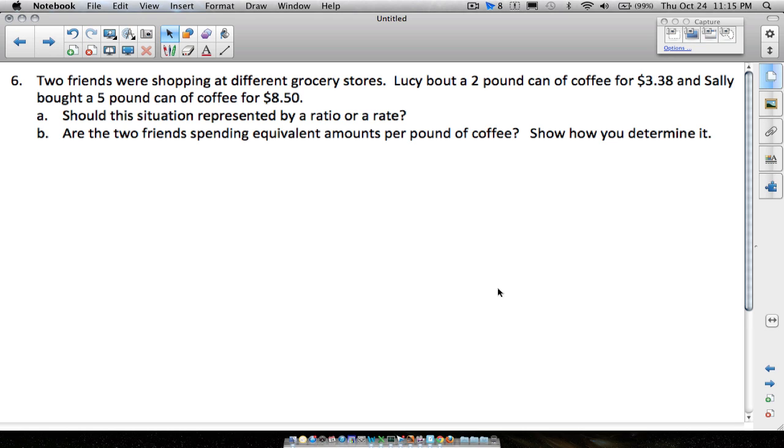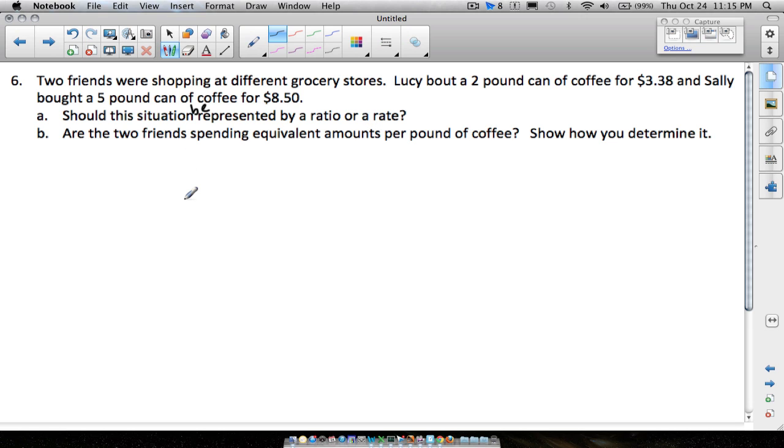Two friends were shopping at different grocery stores. Lucy bought a 2-pound can of coffee for $3.38, and Sally bought a 5-pound can of coffee for $8.50. Should this situation be represented by a ratio or a rate?